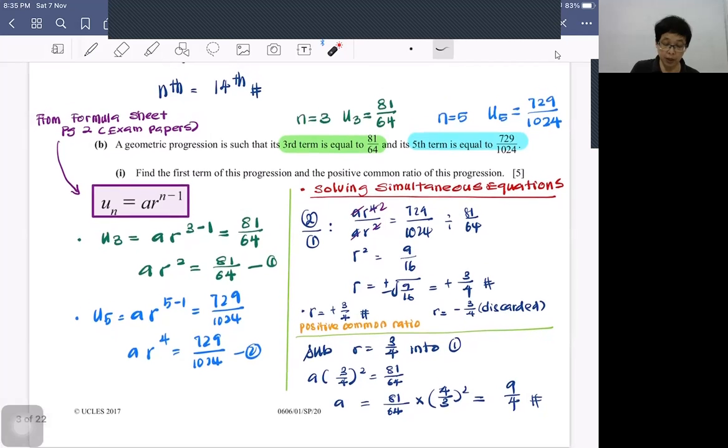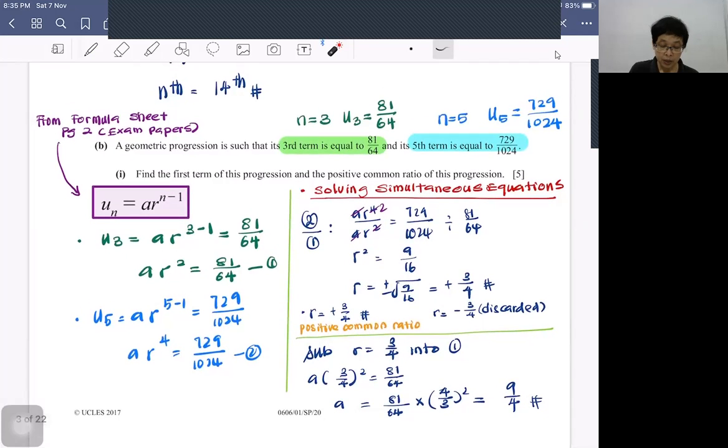Then for the fifth term, you do the same thing. Substitute n equals 5 into the formula. Simplify into ar to the power 4 equals 729/1024. You've got for yourself 2 equations in front of you. Yes, so awesome. You already know what to do. Let's go solve the simultaneous equations.